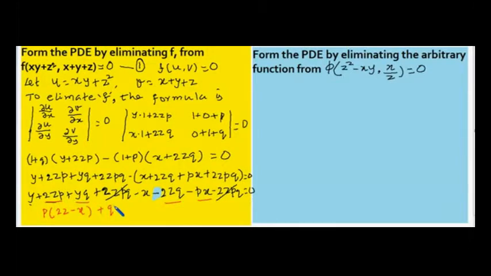Now, expanding this term, we get y plus 2zp plus yq plus 2zpq minus x minus 2zq minus px minus 2zpq is equal to 0. The 2zpq gets cancelled, and we group p terms, q terms, and the remaining terms are moved to the right hand side. So p into 2z minus x plus q into y minus 2z is equal to x minus y, which is the required partial differential equation.